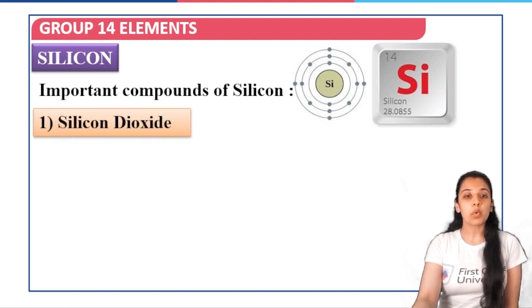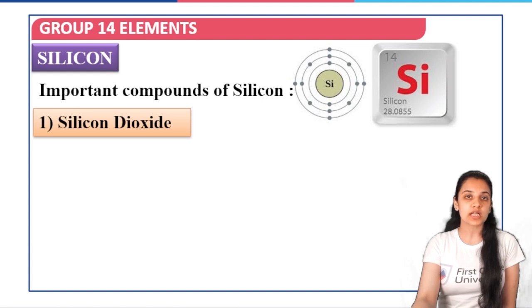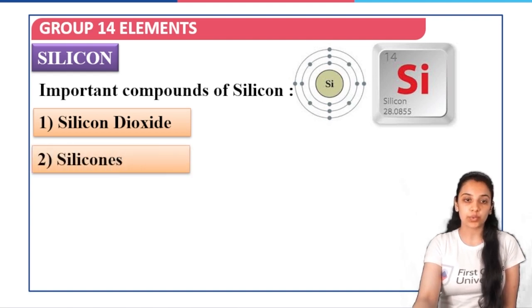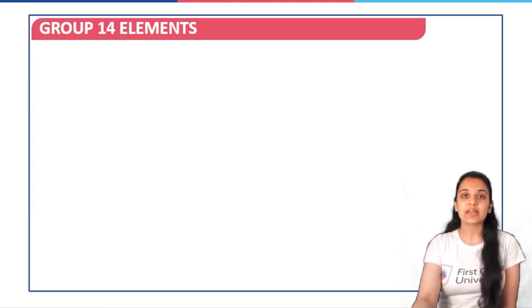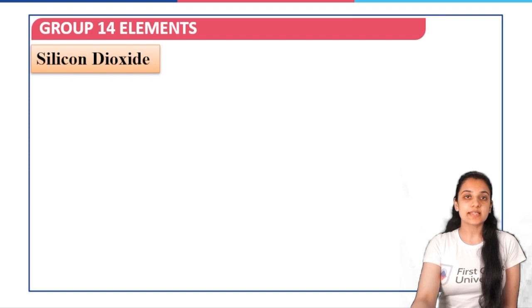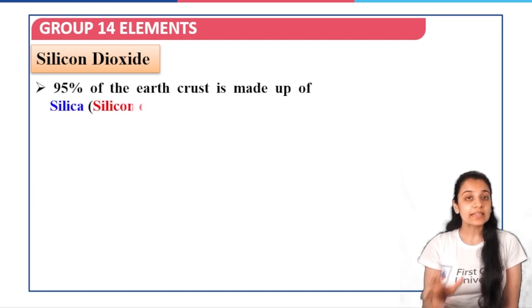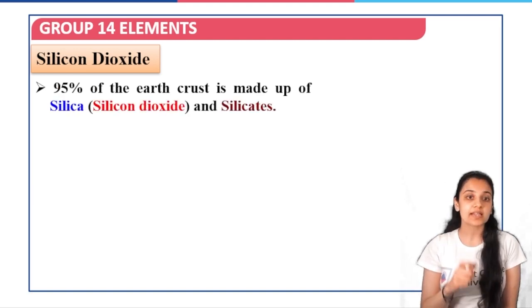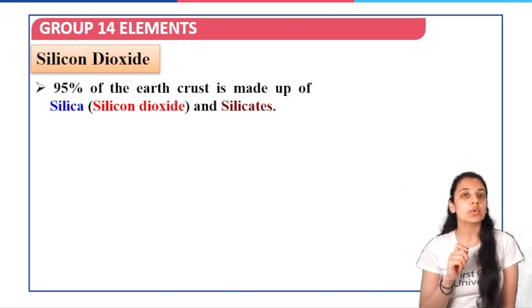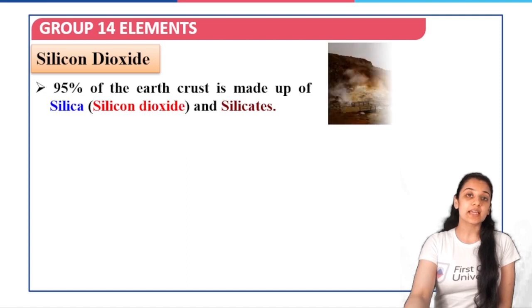Now, what are the important compounds of silicon that we have to discuss in this particular lecture? We'll be discussing silicon dioxide, that is SiO2, silicones, and silicates. We'll be covering everything. First of all, let's discuss the simplest compound of silicon, that is silicon dioxide. Now, 95% of the Earth's crust is actually made up of silica, that is silicon dioxide. So, silicon dioxide, that is SiO2, is commonly known as silica and silicates also.